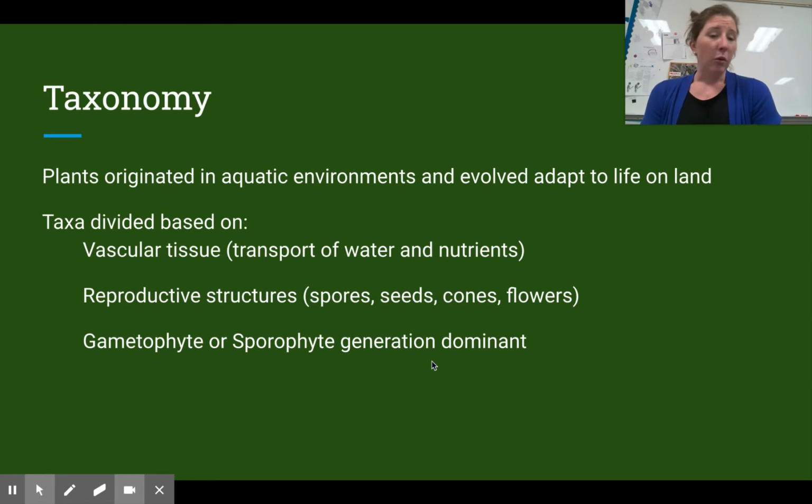Plants all originated in aquatic environments, so they are the evolutionary descendants of the green algae, those protists. Once we get to a true plant, the taxa, or the groupings, are divided on the basis of the presence of vascular tissue. Now, vascular tissue are cells and structures that are developed to transport water and nutrients around the plant. We also divide them on the basis of their reproductive structures. Are they using spores or seeds, cones or flowers? And then whether or not they are gametophyte or sporophyte as their dominant generation. We'll talk about what that means in relation to reproduction.